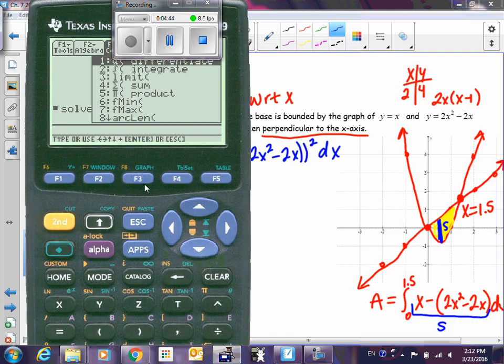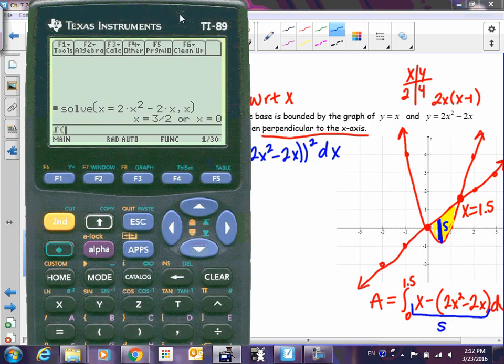Okay, so we're going to go to integrate and open up an extra parenthesis, because remember the first parenthesis is to integrate, the second parenthesis is for squared. X minus 2x squared. Oops, I need a parenthesis here. Minus 2x.